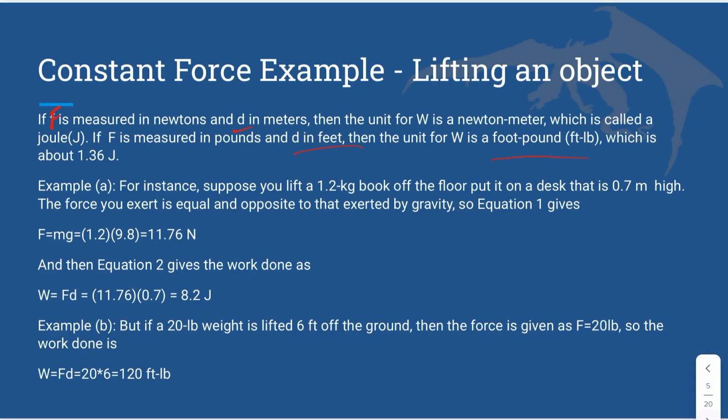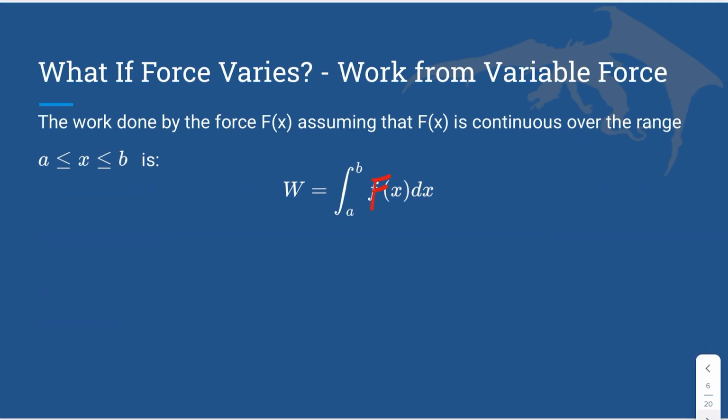In both these cases, the force is constant, so we can just multiply, which is very easy. But what if the force varies as the object moves? For that we need integrals. We see what happens when the force varies. We have a different formula. W is equal to the integral from a to b of f of x dx, and we assume f of x is continuous over the entirety of the range from a to b.